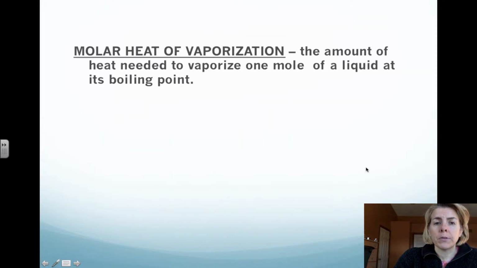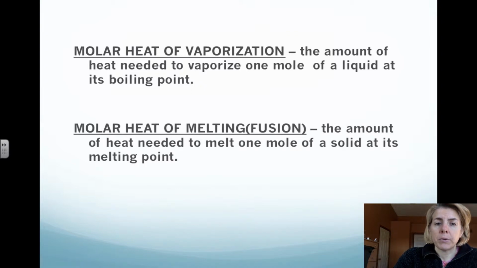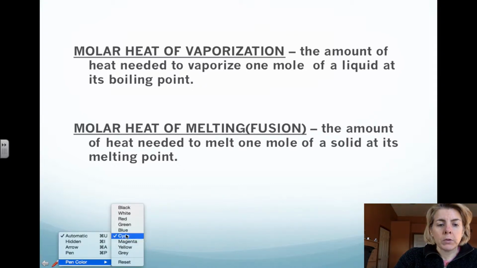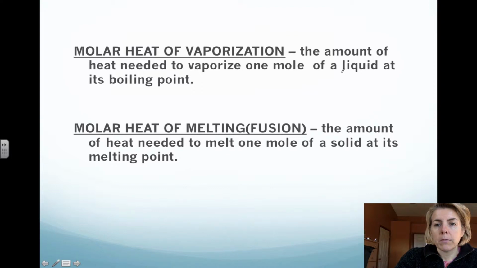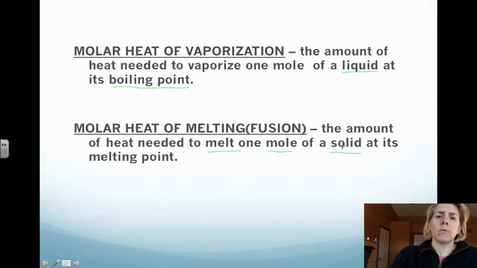Now I'm going to talk about a couple different things here. We have what we call molar heat of vaporization and molar heat of melting. Please note when we're talking about vaporization, we're talking about going from a liquid phase to a gaseous phase, and this happens at the boiling point. We also have molar heat of melting, or fusion. So we're looking at the heat that's needed to melt a mole of solid at its melting point. These are going to be important pieces that we need to keep track of when we're looking at phase changes.